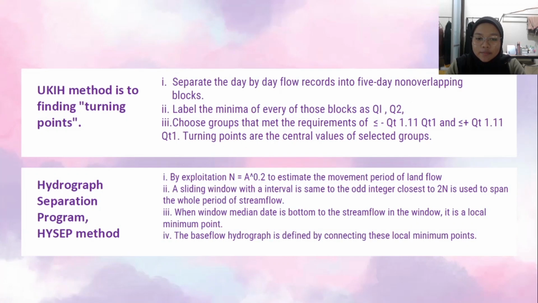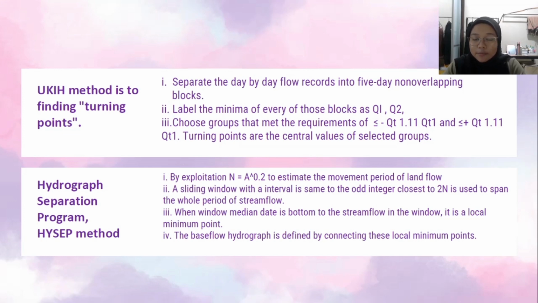I would like to present the summary of the studies. For the UKIH method, this method is for finding the turning point. How to find the turning point is by separating the data day by day into 5-day non-overlapping blocks. Then label the blocks Q1, Q2, Q3 until the end of the blocks, and then choose the group that meets the requirement. From this group, we can find the central value of the selected group to find the turning point.